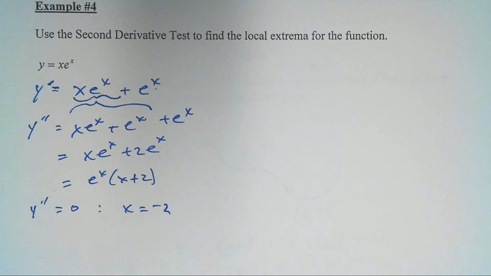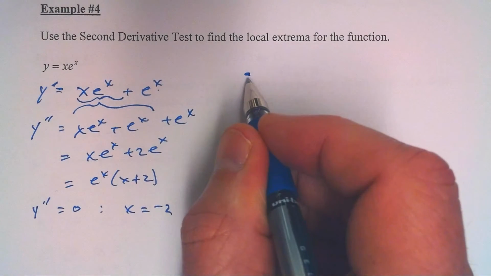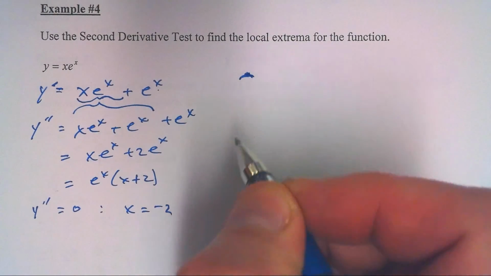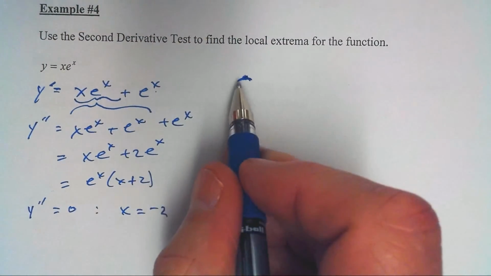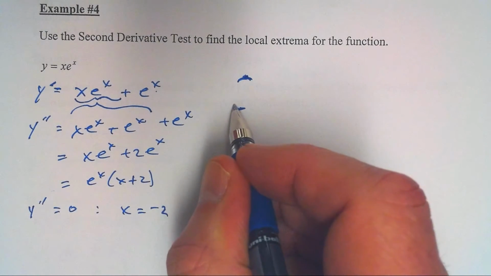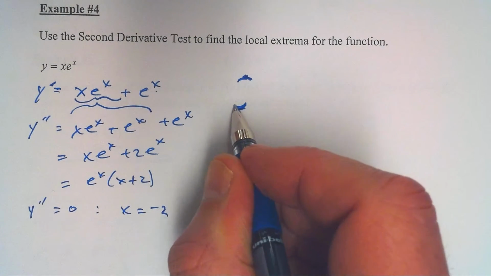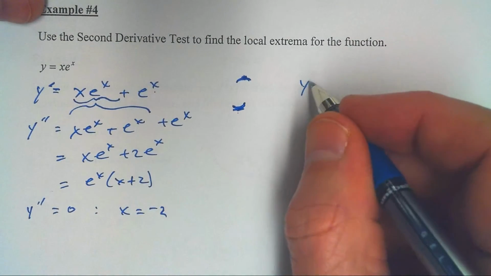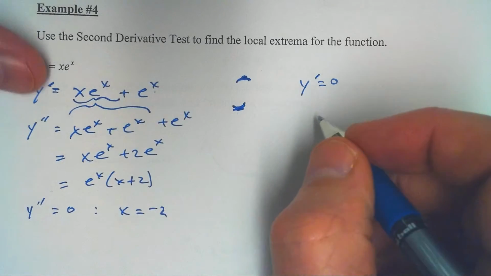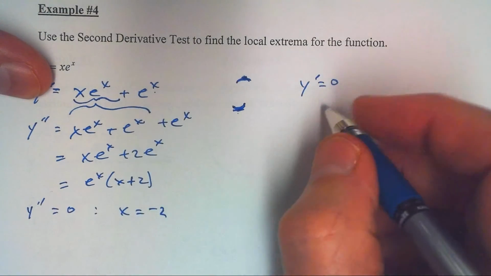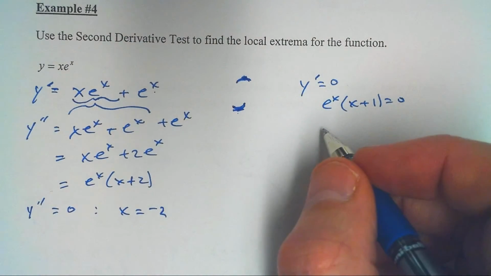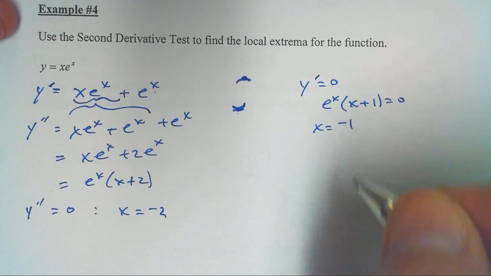Well, let's give that just a bit of thought here. If the slope is 0 and the concavity, the cupping, is down, second derivative negative, we have a maximum. If slope is 0 and the cupping is up, we have a minimum. So let's find where the slope is 0. So y prime equals 0 when, I'm going to factor this, e to the x times x plus 1 equals 0. So that would be x equals -1.